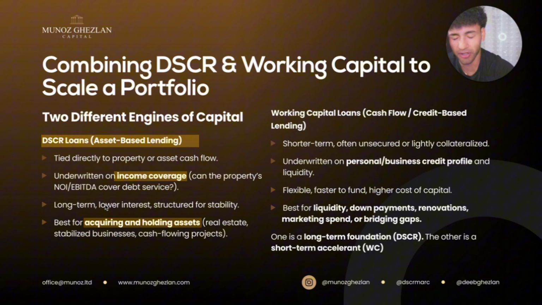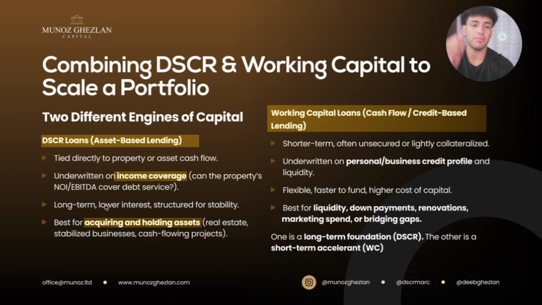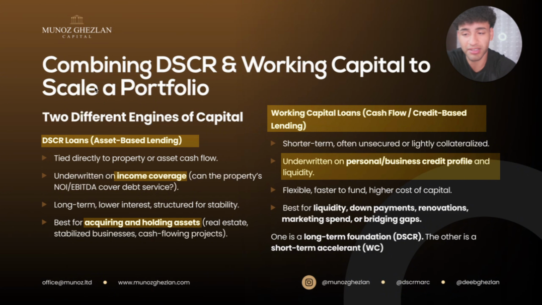They're going to be longer term, they're going to be lower interest, and they're going to be best for acquiring and holding assets. Working capital is going to be a form of junior debt, closer to mezzanine debt. Honestly, it's always unsecured. It's going to be shorter term. It's pretty much never collateralized. Like I said, it's unsecured, and it's underwritten based on personal or business credit profile. It's more flexible, it's faster to fund, but it's a higher cost of capital.